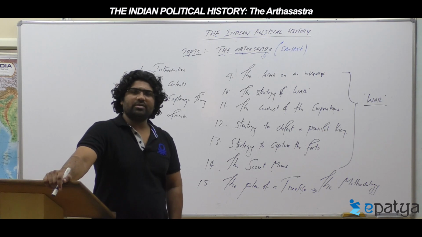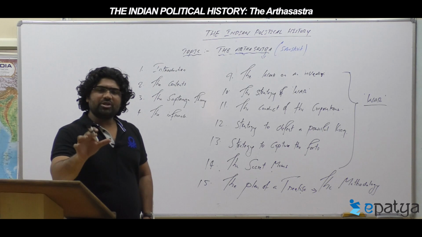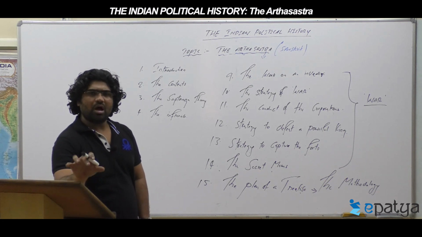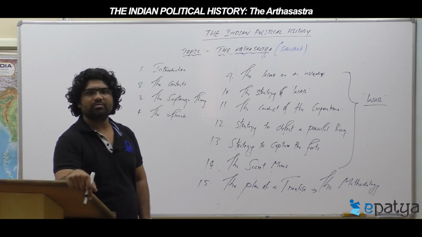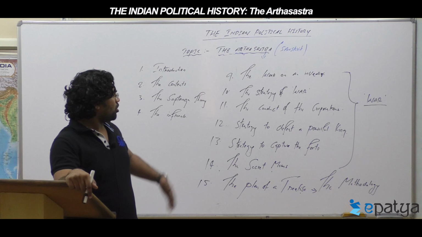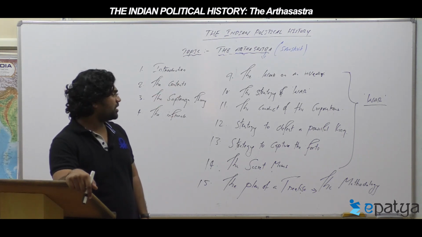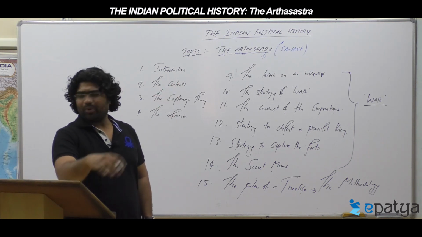This clearly shows that he gave a complete picture on how to handle these kinds of situations. What makes a king more powerful? So these are all the 15 books he covered in very famous topics. So we can summarize.